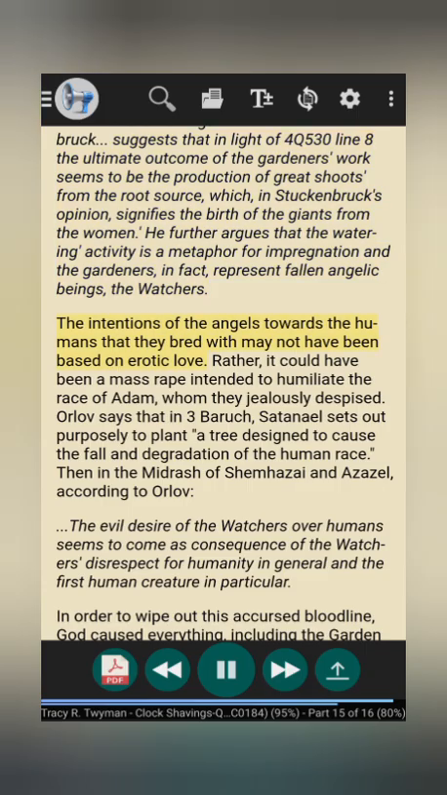The intentions of the angels towards the humans that they bred with may not have been based on erotic love. Rather, it could have been a mass rape intended to humiliate the race of Adam, whom they jealously despised. Orlov says that in 3 Baruch, Sataniel sets out purposely to plant a tree designed to cause the fall and degradation of the human race. Then in the Midrash of Shemhazai and Azazel, according to Orlov, the evil desire of the watchers over humans seems to come as a consequence of the watchers' disrespect for humanity in general and the first human creature in particular.